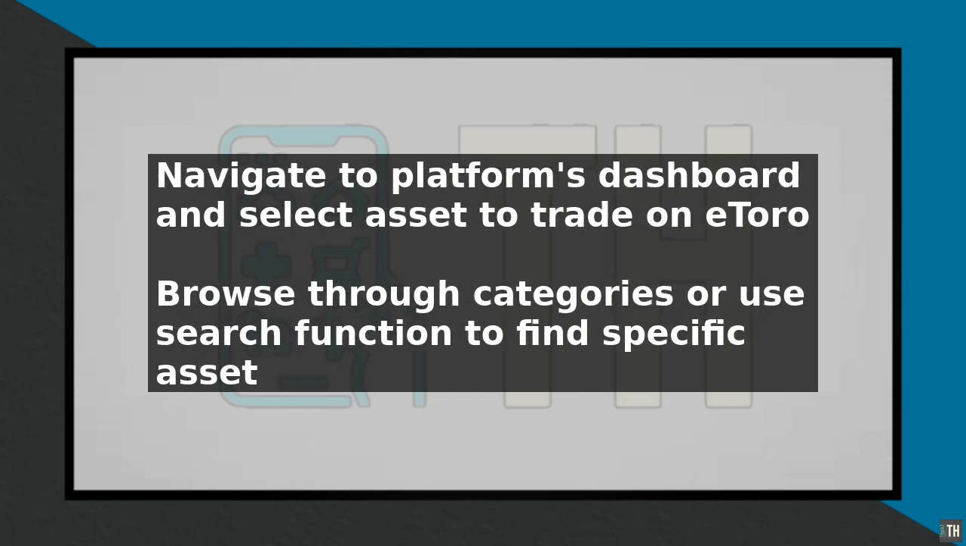To begin trading on eToro, navigate to the platform's dashboard and select the asset you want to trade. You can browse through the various categories or use the search function to find a specific asset. Once you have selected an asset, click on the Trade button to open a trading window. In the trading window, you will see the current price of the asset, as well as several other key pieces of information, including the bid and ask prices, and the spread.